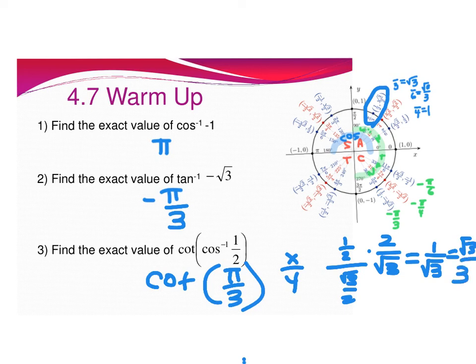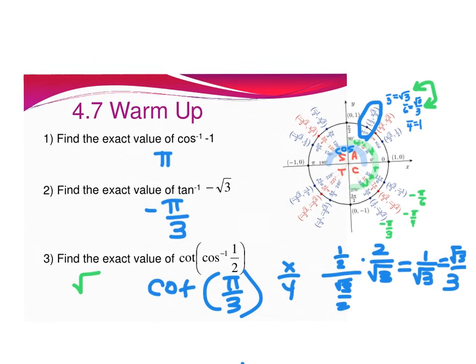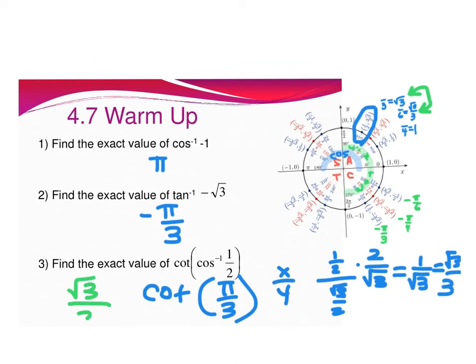The other thing is realize that these two would be flipped for cotangent, right? If the tangent of pi over 3 is root 3, then the cotangent is root 3 over 3. And if the tangent of pi over 6 is root 3 over 3, then the cotangent is root 3. It's the reciprocal of them. It's a lot of 3s, but it's the reciprocal. So that's your answer. Root 3 over 3.